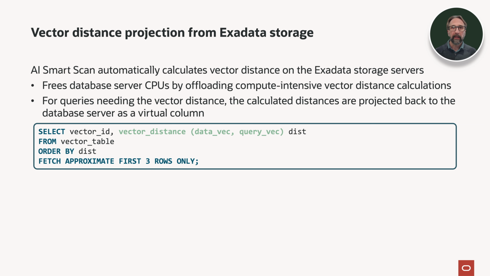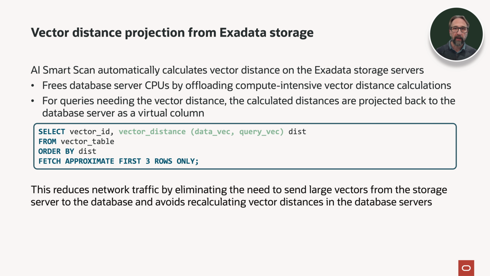AI Smart Scan automatically calculates vector distance on the Exadata storage servers. This frees up database server CPUs by offloading compute-intensive vector distance calculations. And for queries, such as the one on the screen below you, that need the vector distance returned to them, the calculated distances are now projected back to the database server as a virtual column.